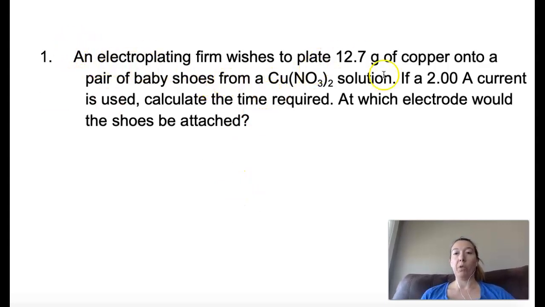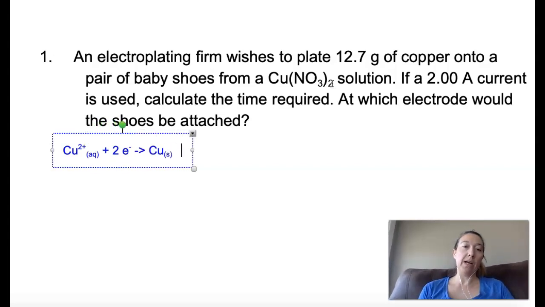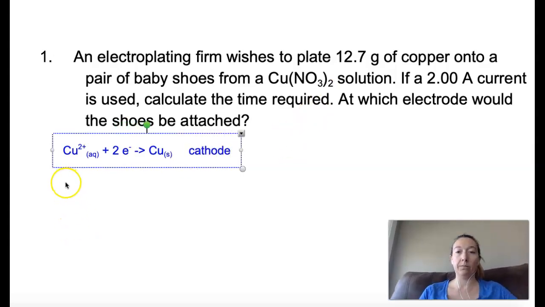So an electroplating firm wishes to plate 12.7 grams of copper onto a pair of baby shoes from a copper nitrate solution. If a 2 amp current is used, calculate the time required and at which electrode would the shoes be attached. So we want to plate out copper from a copper nitrate solution. So my equation is going to be Cu2+ plus 2 electrons turning into solid copper. So which electrode does this happen at? Well, this is reduction. Reduction always happens at the cathode.